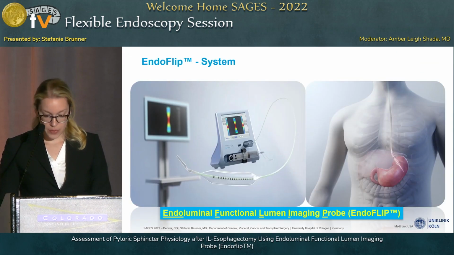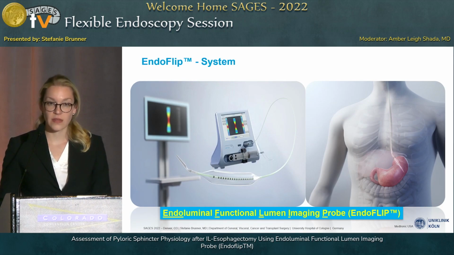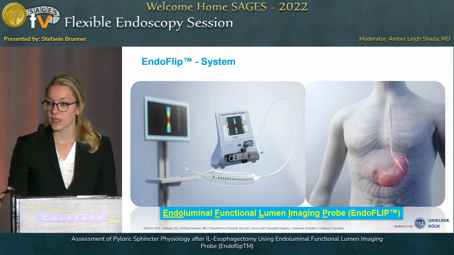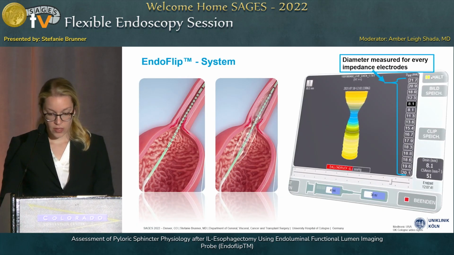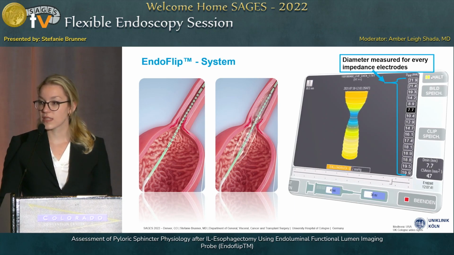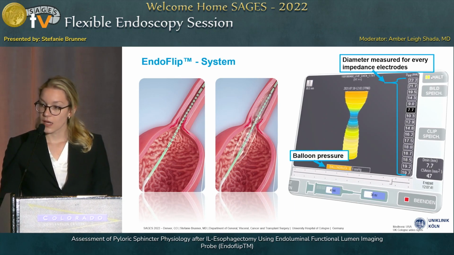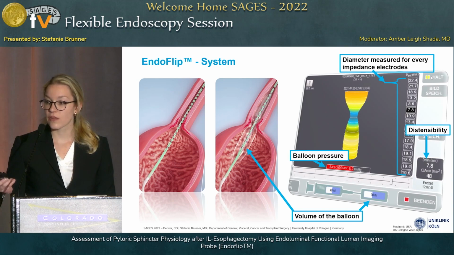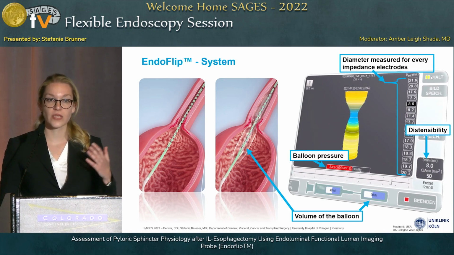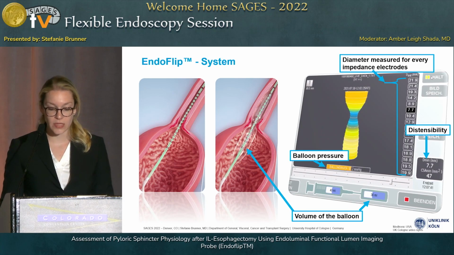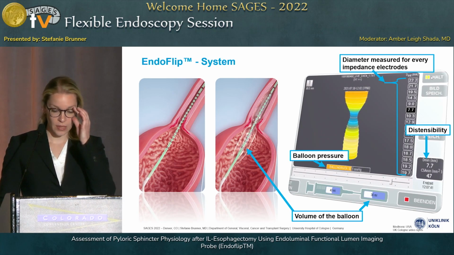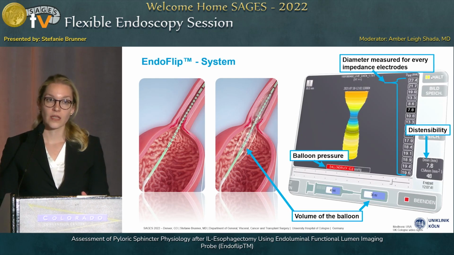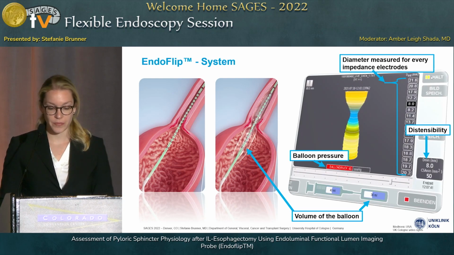One novel endoscopic approach to evaluate the pylorus is the Endoflip method by Medtronic, as you can see in this slide. It measures diameter, balloon pressure, distensibility, and the volume of the balloon in order to study the biomechanical properties of gastrointestinal sphincters. The distensibility is calculated by dividing the cross-sectional area in square millimeters by pressure.